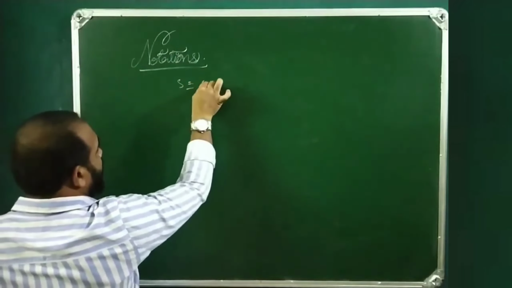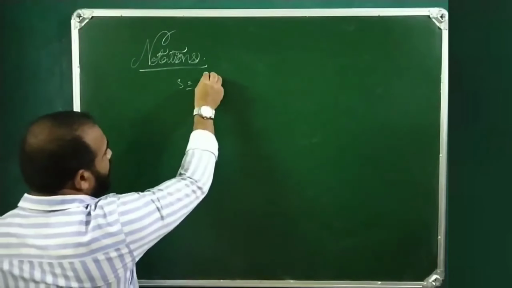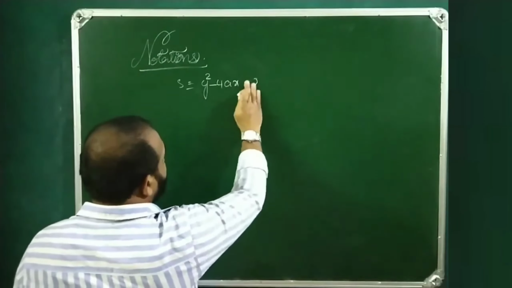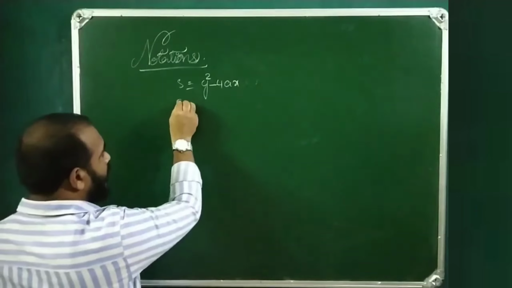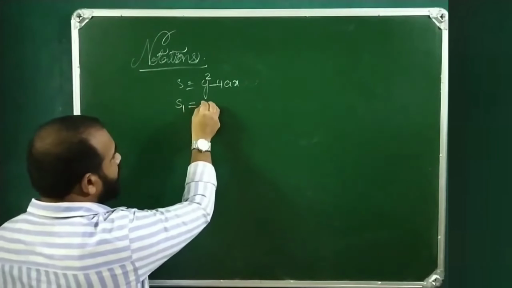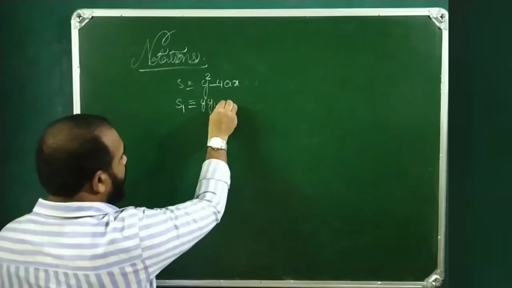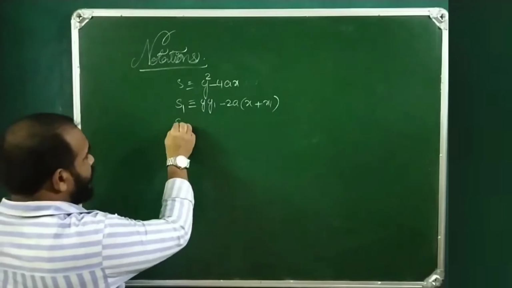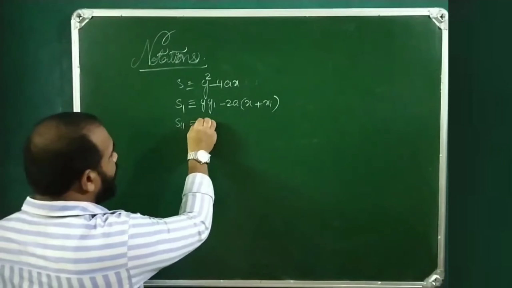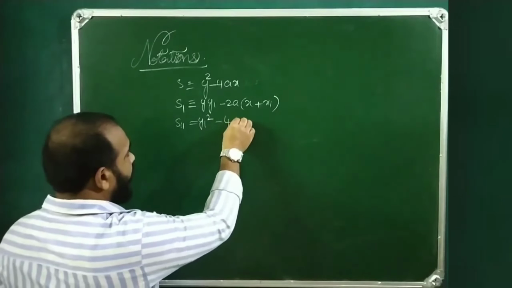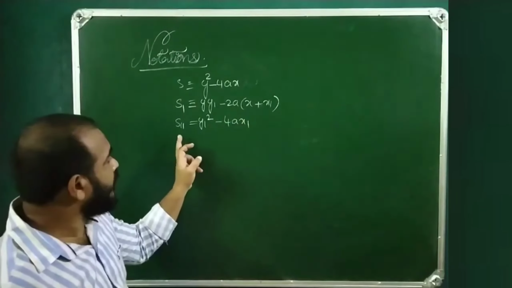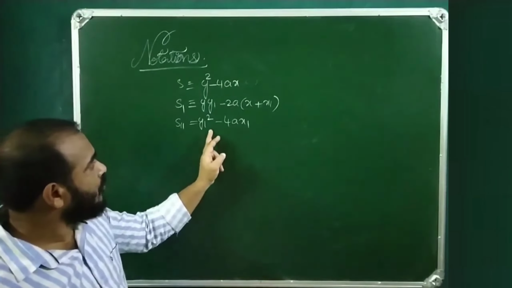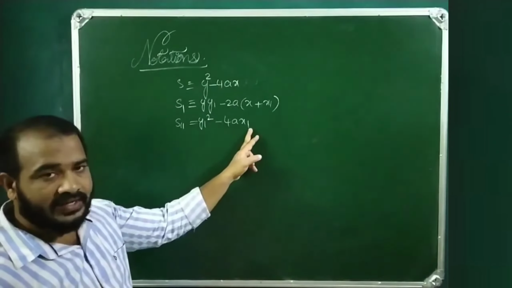So S is y square equals 4ax, that is, y square minus 4ax is equal to 0. What is S1? It is y y1 minus 2a into (x plus x1). S11 is y1 square minus 4a x1. That means simply substituting the point P(x1, y1) into this. When we substitute the point P(x1, y1) in this, we will get y1 square minus 4a x1.